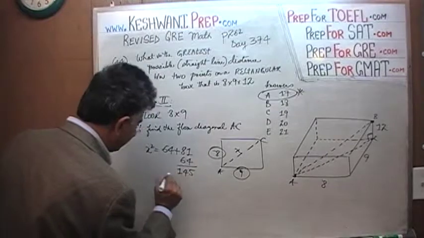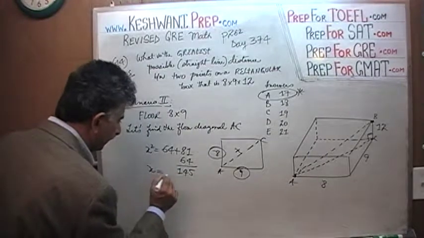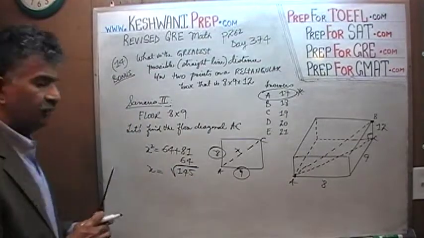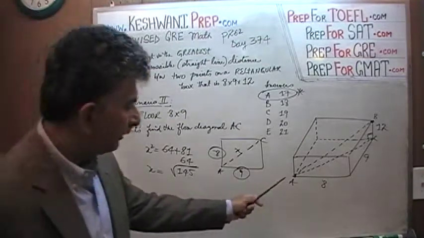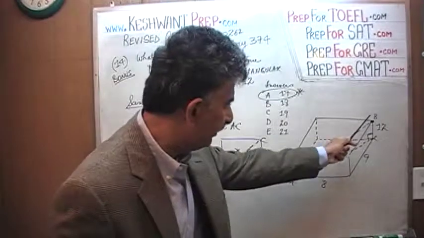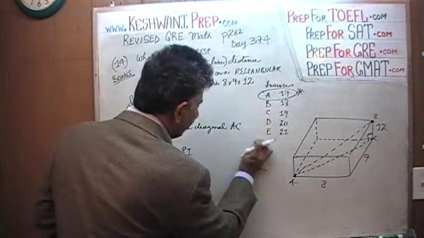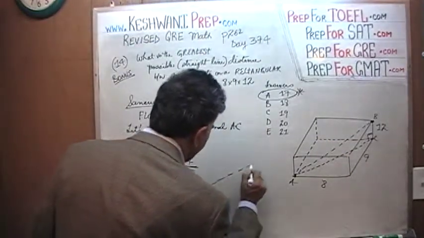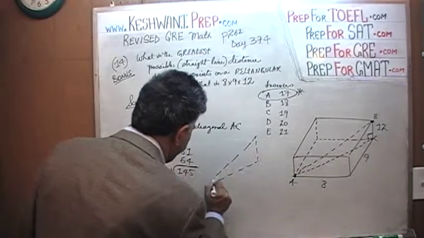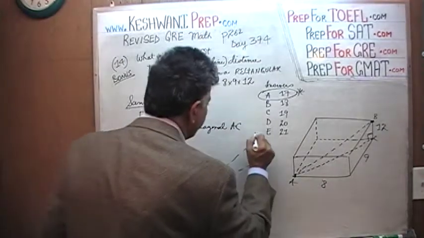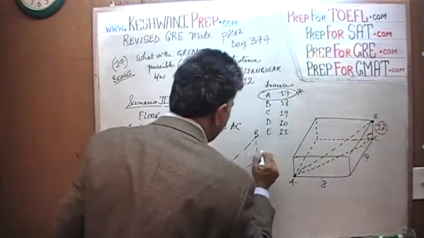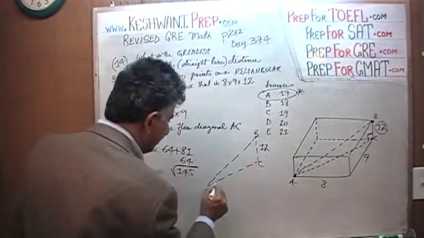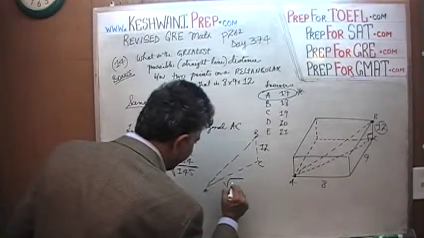64 plus 81 is 145. Looks like x happens to be the square root of 145. Now we figure out the diagonal, we figure out the distance A to B by using the same triangle that we had before, which looks something like this. A, B, C. Remember, B to C now happens to be 12. A to C, we just found out, is square root of 145.